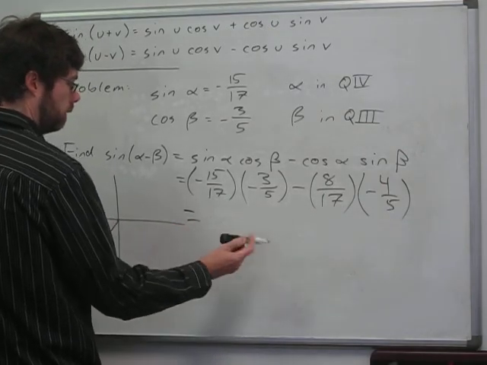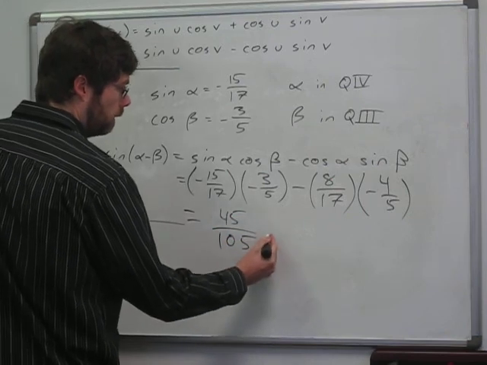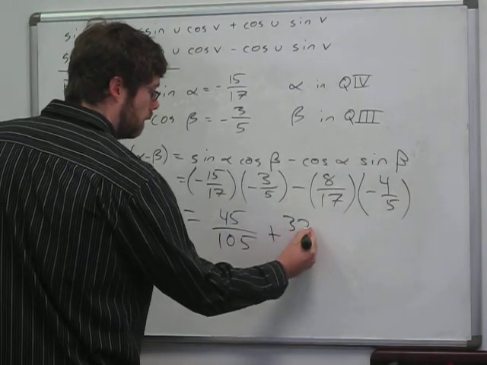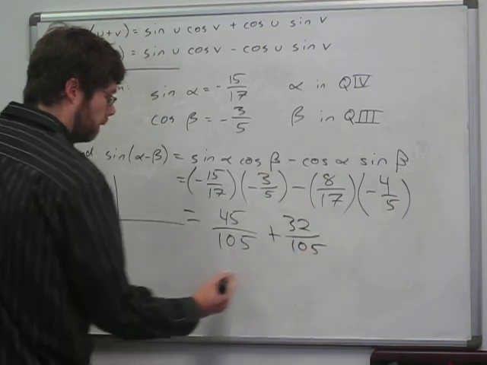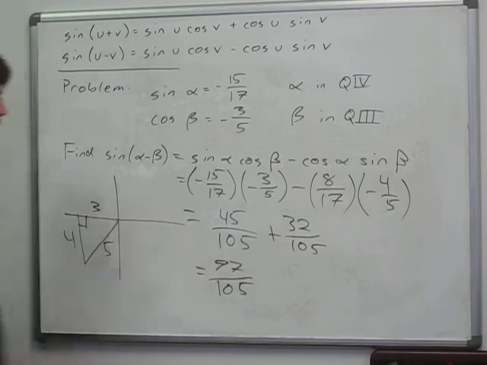We'll have positive 45 over 105 plus 32 over 105, which is 77 over 105.